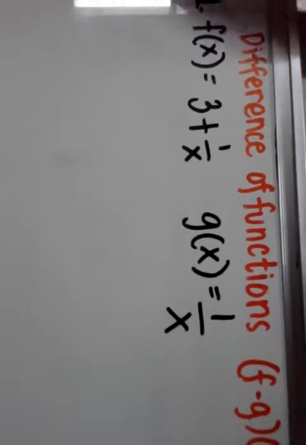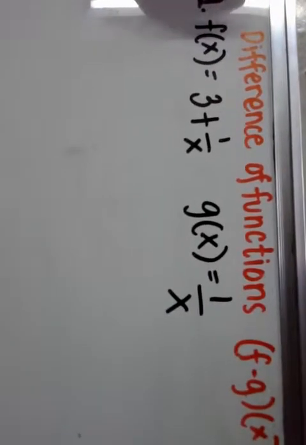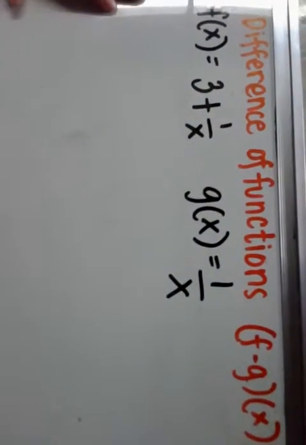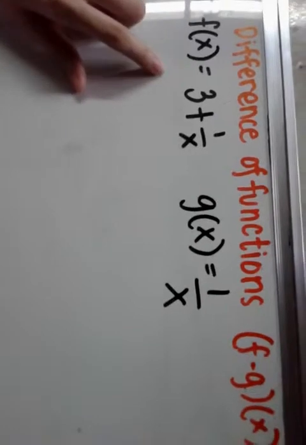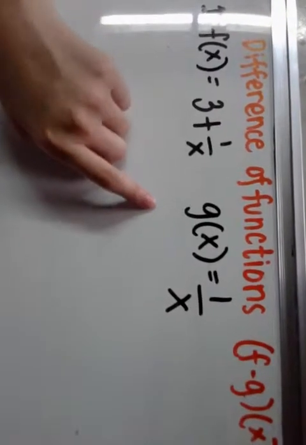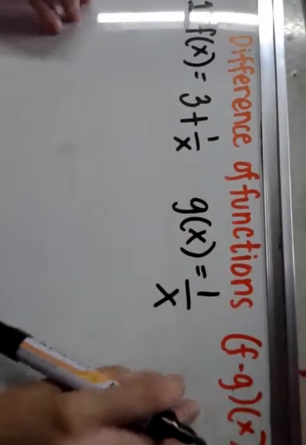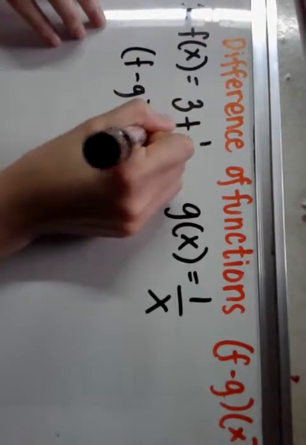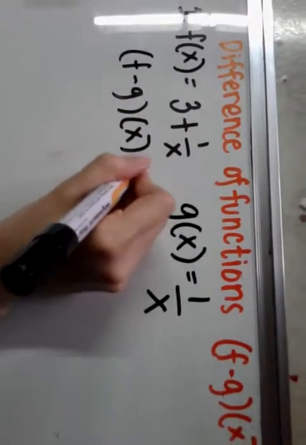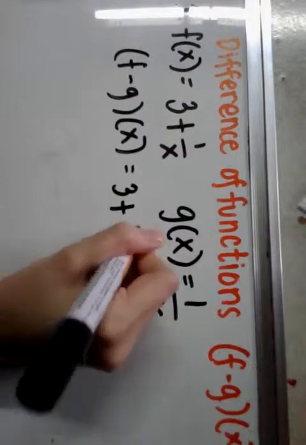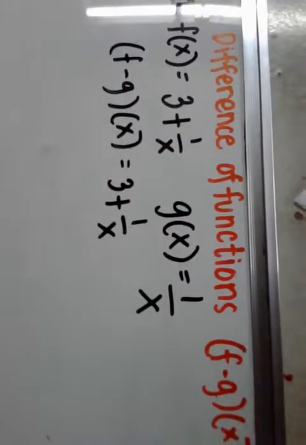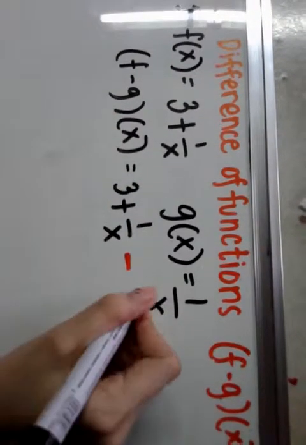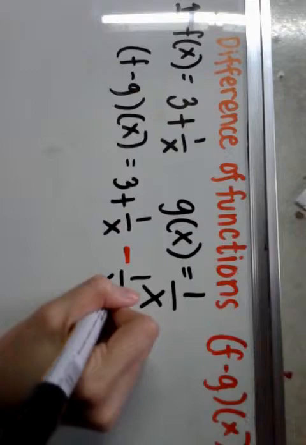So now let us find the difference of functions. The formula for the difference of functions is f minus g of x. So in our first example, f of x is equals to 3 plus 1 over x, and g of x is equals to 1 over x. Again, copy first the formula, f minus g of x. Copy the equation of the f function, which is 3 plus 1 over x, then subtract since we are finding for the difference of functions, and then copy the equation of the g function, which is 1 over x.